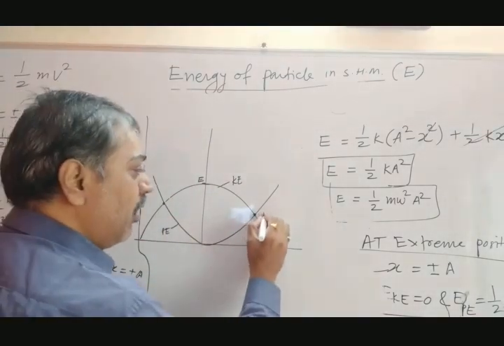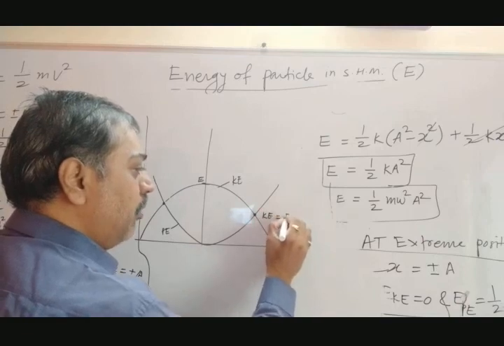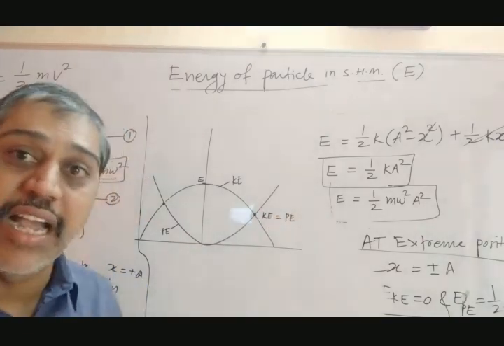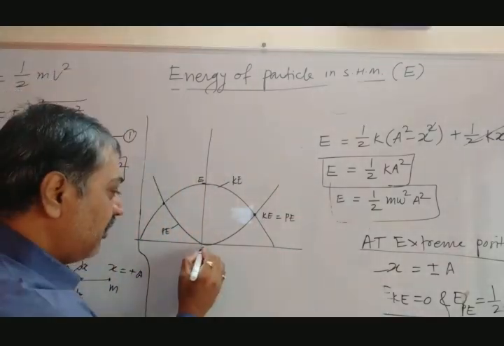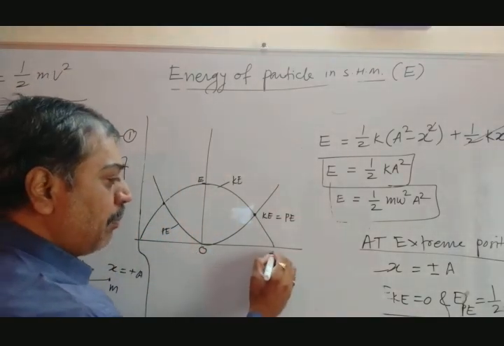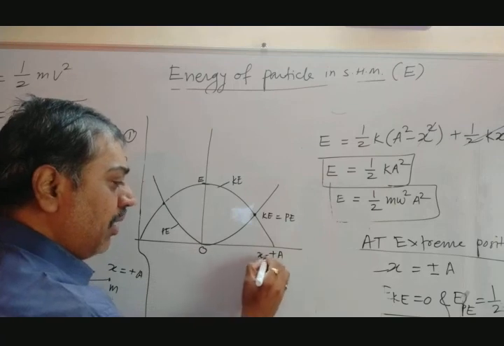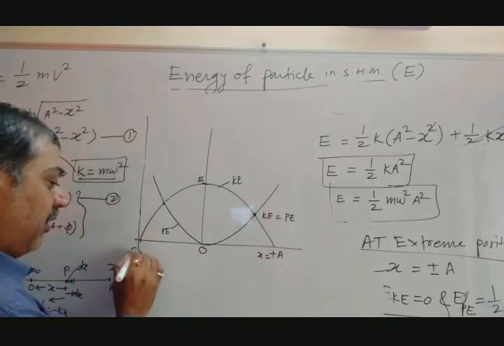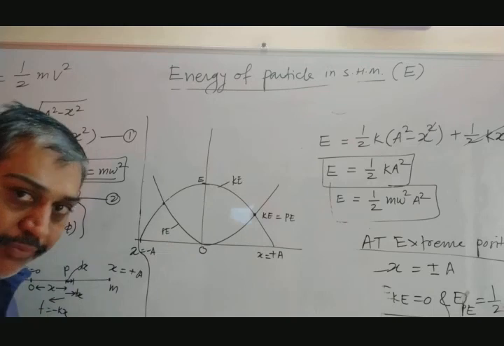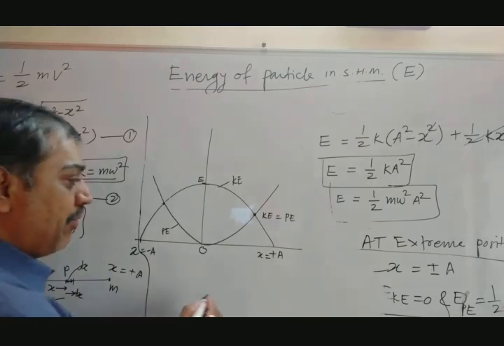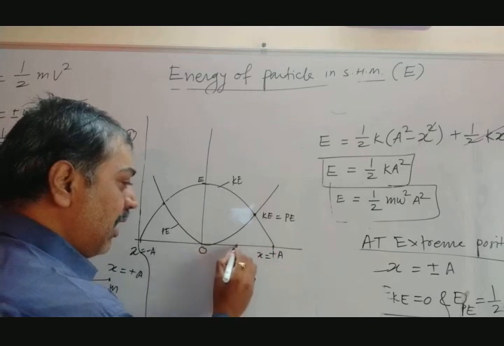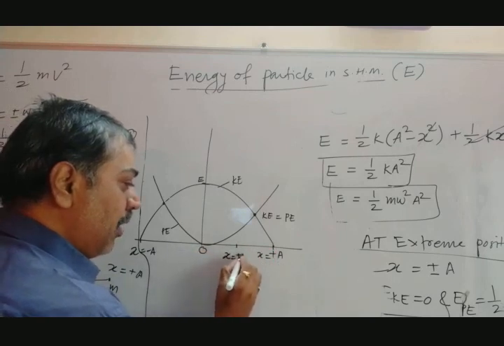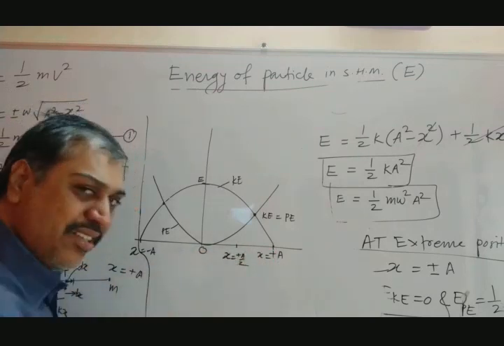So here what occurs? Kinetic energy equal to potential energy. Exactly the same. This is the origin O. This is the plus A, x equal to plus A. This is the point x equal to minus A. Is that clear? Somewhere between these two, exactly half, x equal to plus A by 2. Here it will be minus A by 2.